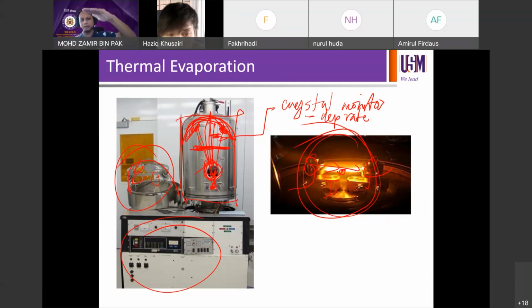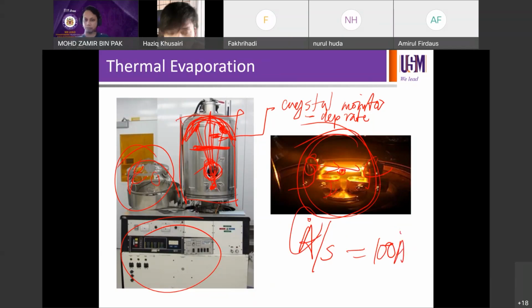Daripada situ, bila you dah dapat angstrom per second from the sensor, the crystal monitor tu is a sensor lah technically. Bila you dah dapat the value, you can then plan your deposition time. Sebab bila you dah tahu berapa angstrom per second, then you know for 100 angstrom, how long do you need? You boleh buat the calculation lah. You can plan the deposition time.